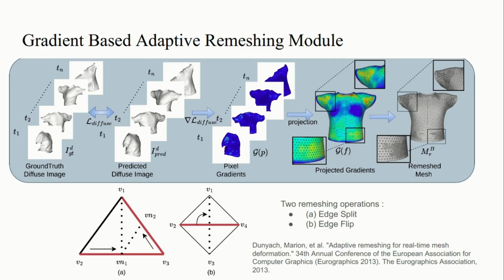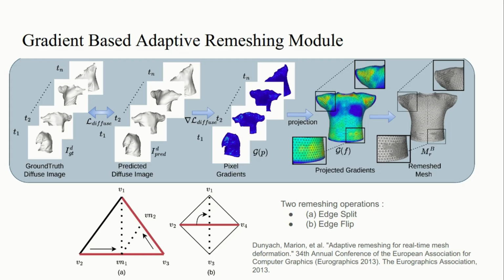But this system has a problem. What if a sharp wrinkle forms in the middle of a large flat polygon? Our mesh doesn't have the resolution to model it. To solve this, we introduce our gradient-based adaptive remeshing strategy. This is a novel idea that lets the loss itself guide the refinement.